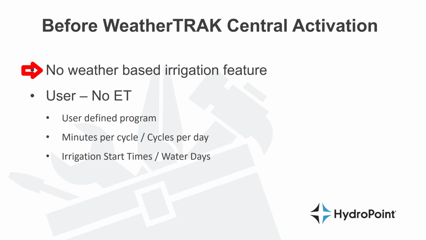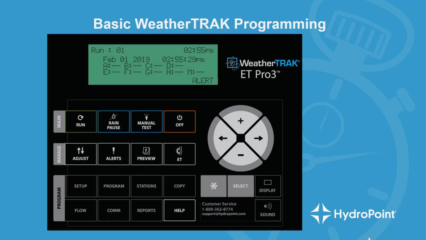So without the weather-based irrigation feature, we're going to need to program those stations in a station mode called User No ET, where the user can define the program and set up a unique irrigation program for each station in terms of the number of minutes per cycle and the number of cycles per day, as well as defining the program information, including the start times and water days that those programs should be allowed to run. Let's run through a quick demonstration on how to program those essential functions on a WeatherTRAK Pro 3.